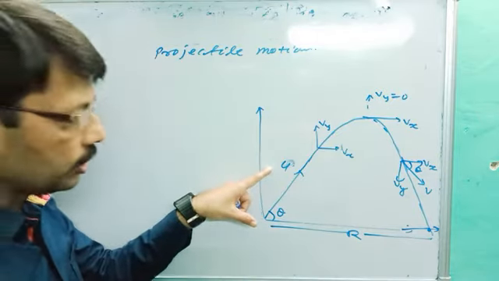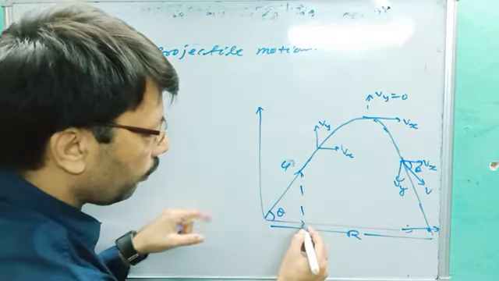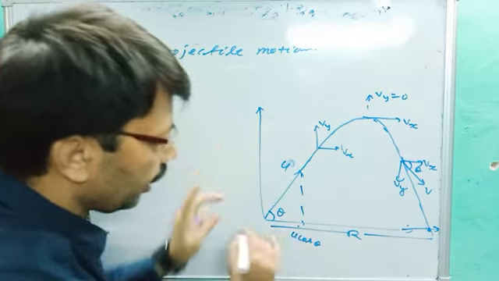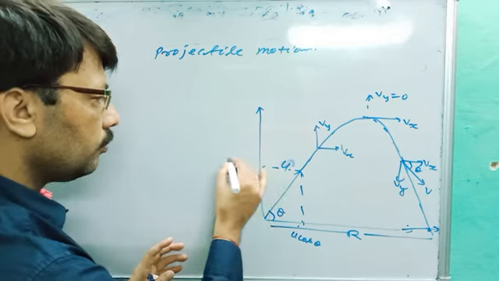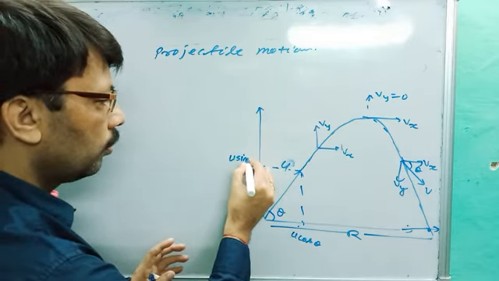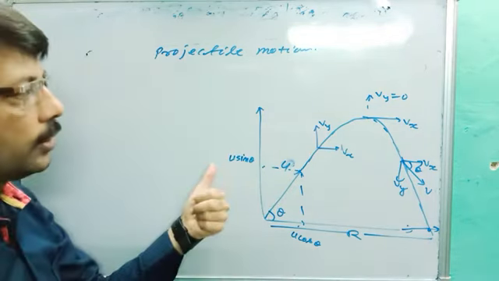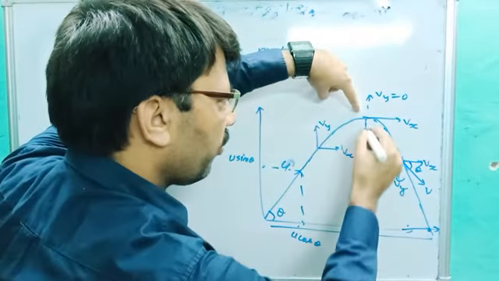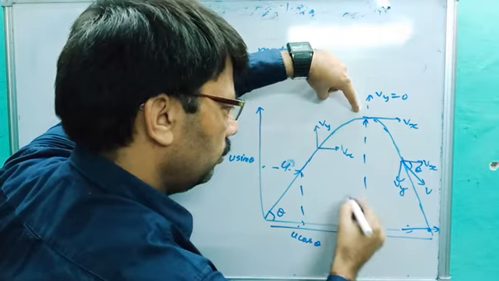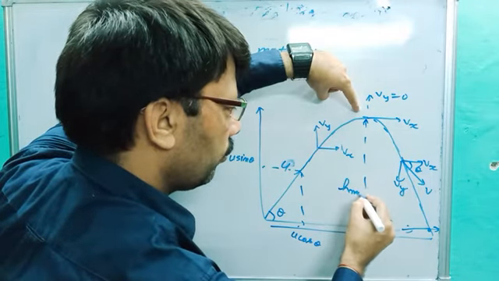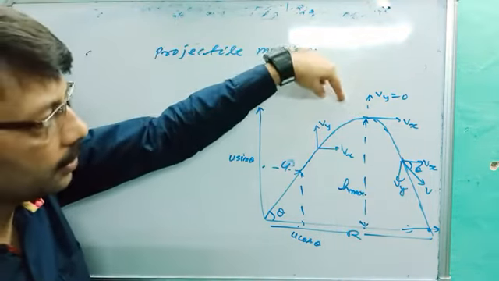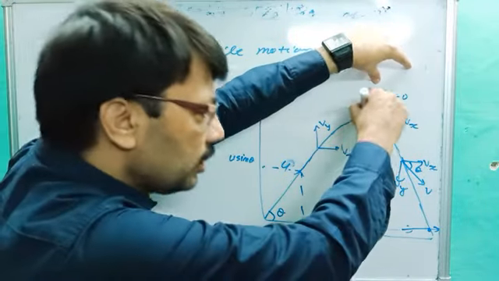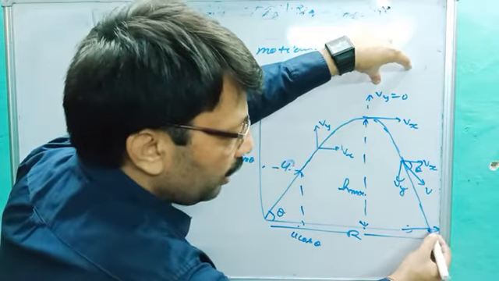The body is thrown with velocity u, then u resolves into two components. The base component becomes u cos theta, and the other is u sin theta. It will go to a height, and this is the maximum height. We have to find out the maximum height h, where the y component becomes 0, because the body starts returning to Earth and it will hit the Earth.